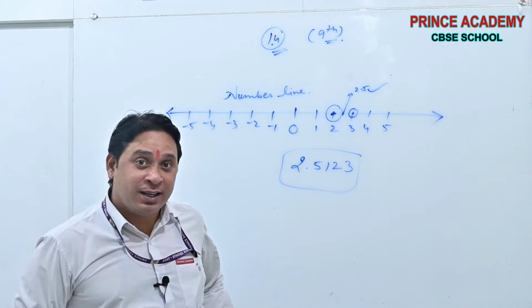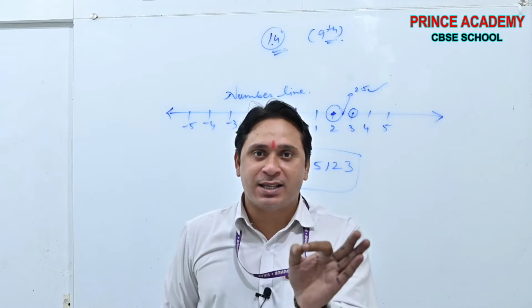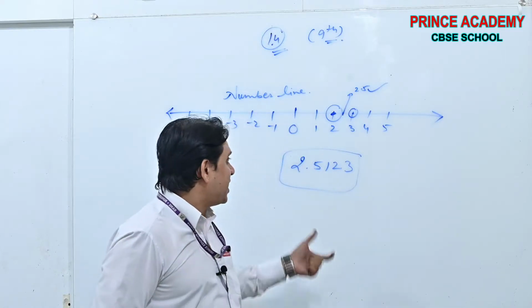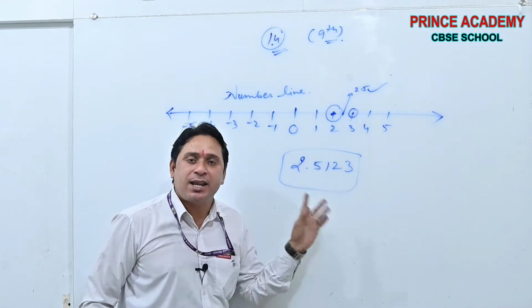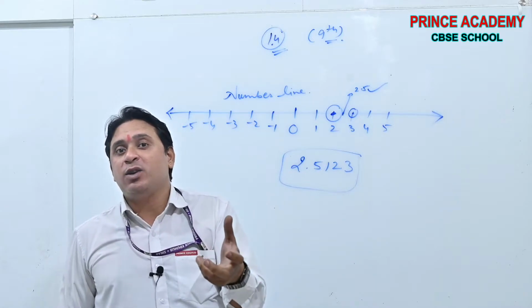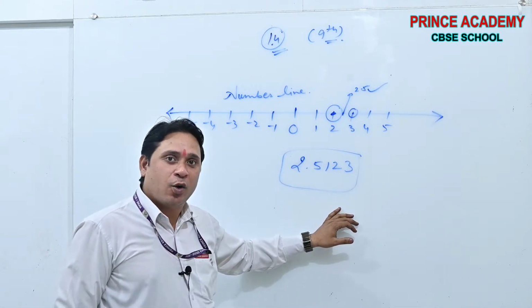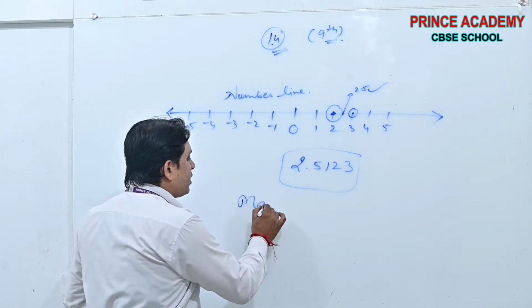You got my point. Every real number has a specific position on the number line. Is it real? Yes, this is real. Then how can you locate this on the number line? This process we will do by magnification.